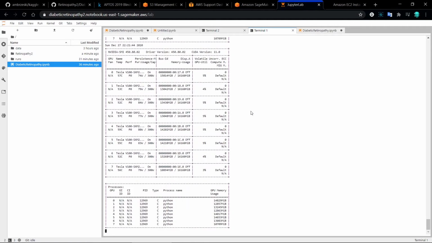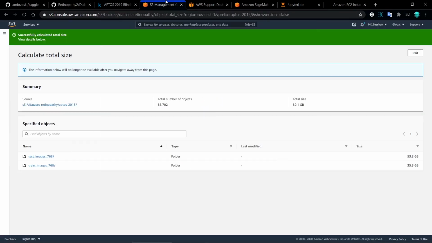We also ran into one more problem: we had not zipped those files and directly uploaded all the files to S3 one by one, image by image. We have now calculated how many. This is 89.1 gigs of data, so around 100 gigs of dataset already, and 88,702 images are here. Mostly here are the test images: 53 gigs is test images and 35 gigs is training images. But we are training on both of the images.